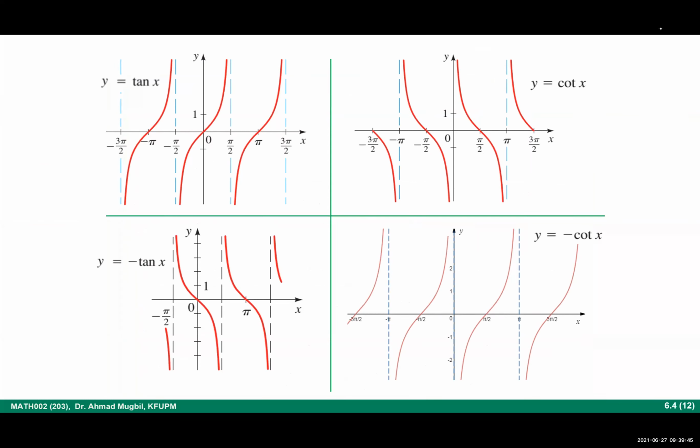Now, they are different by the vertical asymptotes. Be careful. Some of you say, oh, cotan looks like negative tan. They look like each other in shape, but indeed they are totally different. Look at the vertical asymptotes here and here. They are not the same. And the x-intercepts are different because this is cosine over sine, and this is sine over cosine.